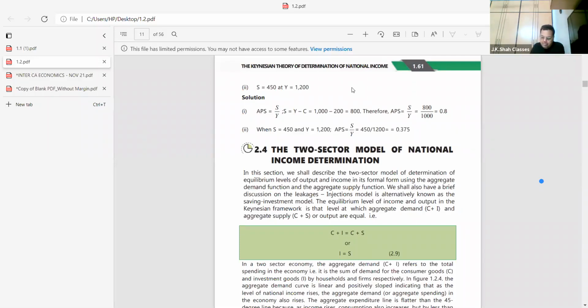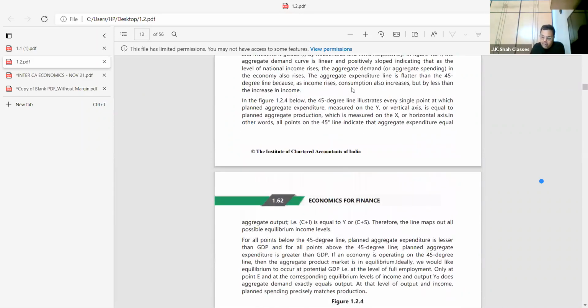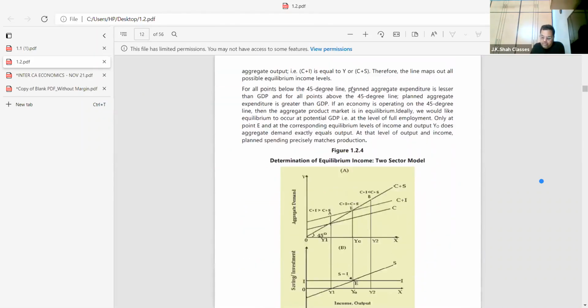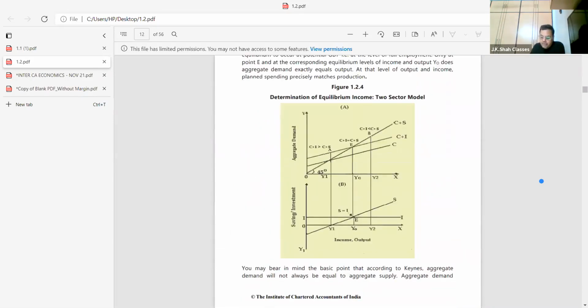So see, it says C plus I should be equal to C plus S, or I should be equal to S. Equilibrium will take place, students, at what point? Where aggregate demand is equal to aggregate supply. See the same diagram that I just now did with you. It's given here also. In the second panel at point D, they've written S is equal to I. This they say I0 and this they say EY0. Any doubts over here? No doubts. Let's go ahead, students.